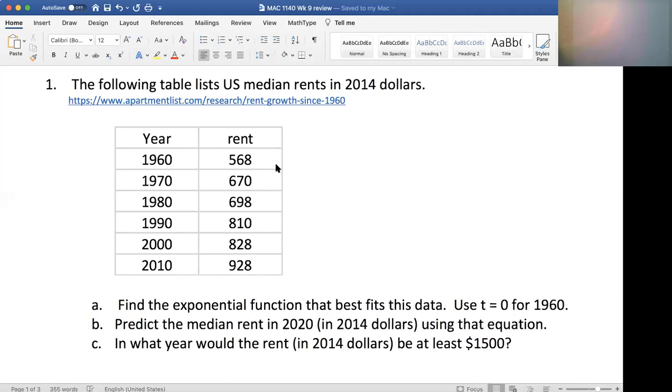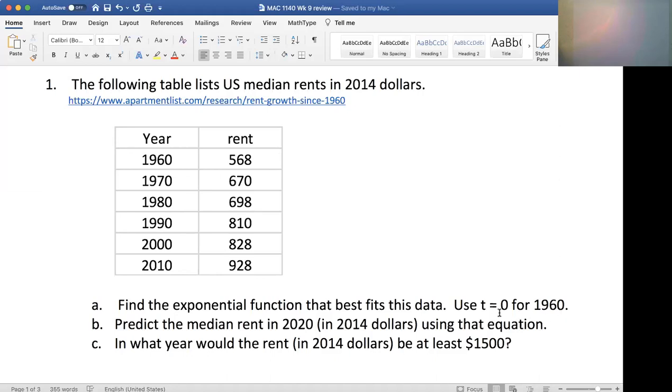So what this tells us is rents have been going up dramatically in the 50 years reflected in this table, from 2014 dollars of $568 to 2014 dollars of $928 during the course of those 50 years. So cost of living, cost of rent, cost of housing indeed has gone up quite a bit during that time frame. Now this question says use t equals 0 for 1960.